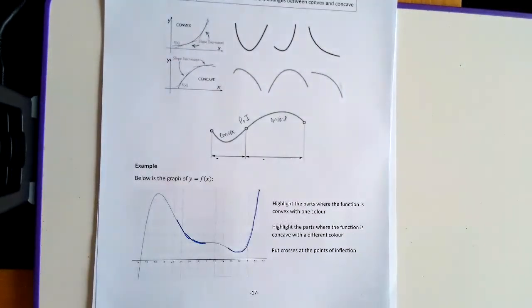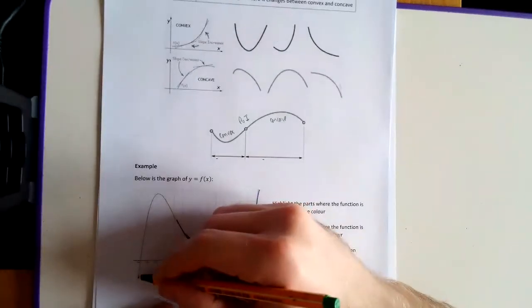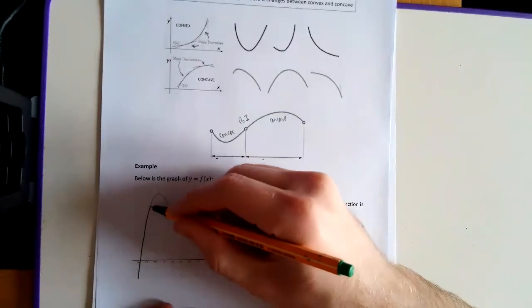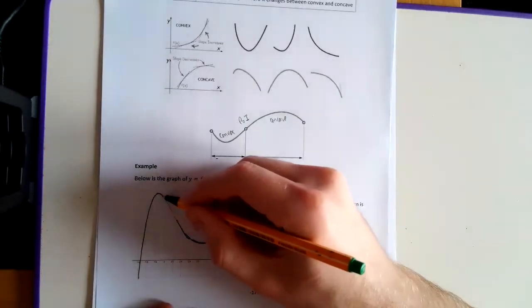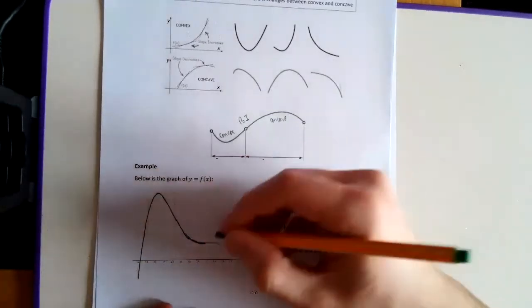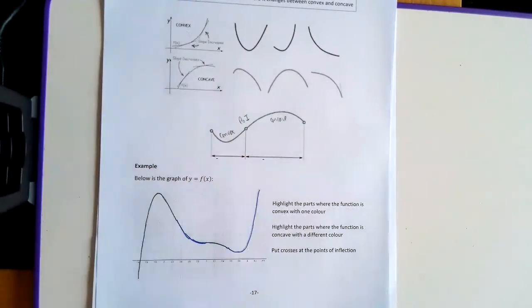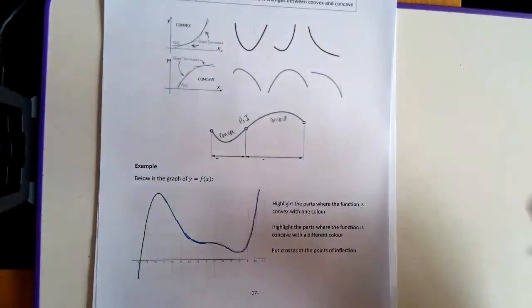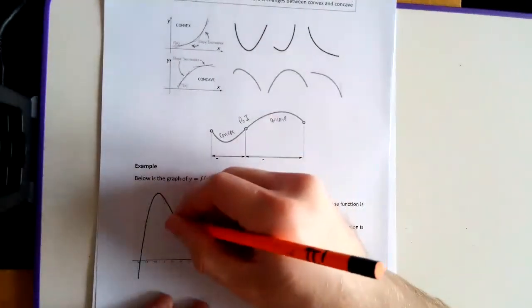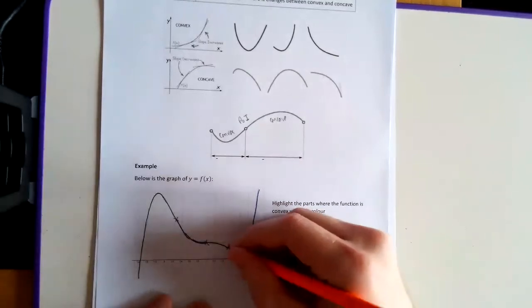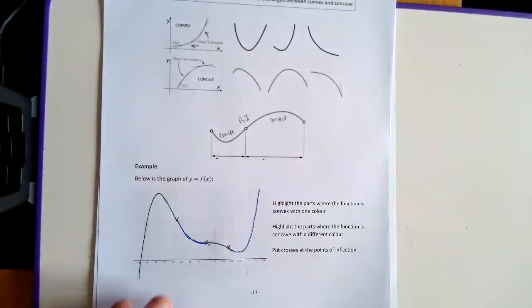Concave, well, that's here, look, because concave means it's decreasing. The gradient's decreasing, and here, that bit's concave. And the bits where they change are the points of inflection. So the point of inflection about there, point of inflection there, and there. So 3 points of inflection.